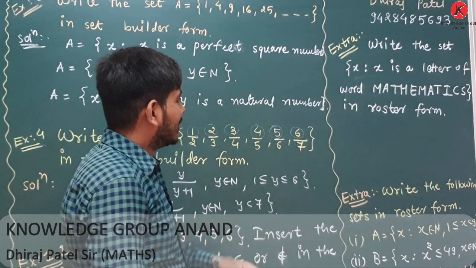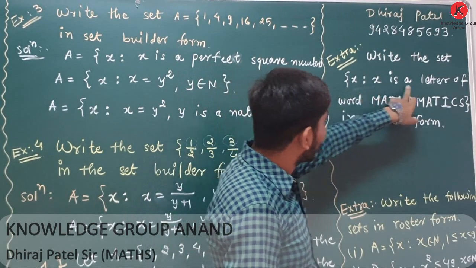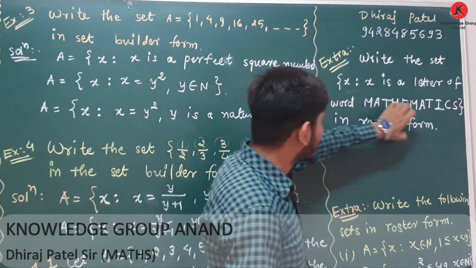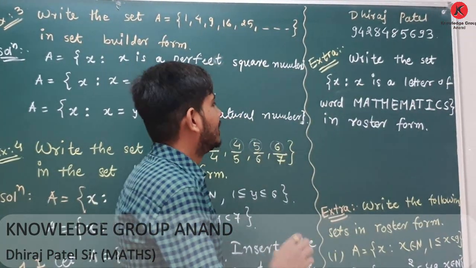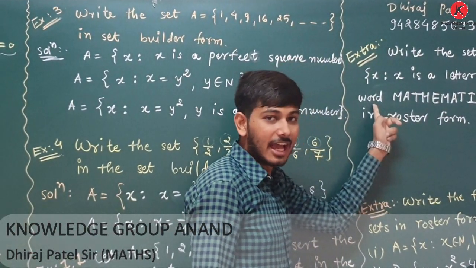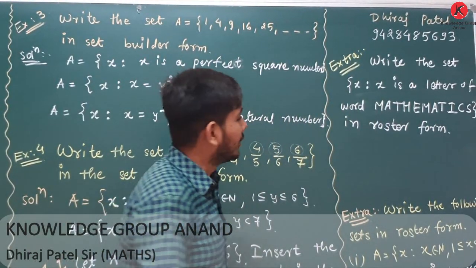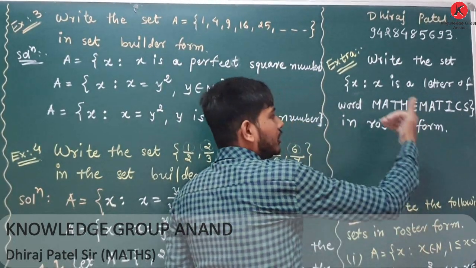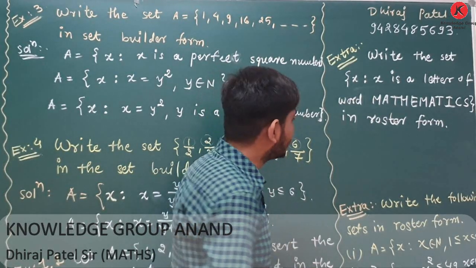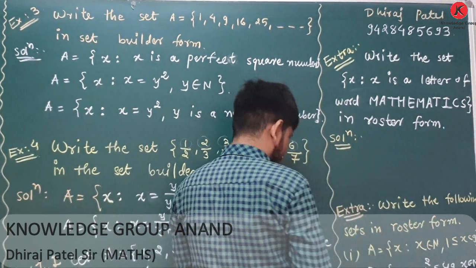Okay, write the set x such that x is a letter of the word mathematics in roster form. Write the set x such that x is a letter of the word. What is x? x is a letter of the word mathematics. Now see here, if the word is given and you have to write the letters of that word in set form or roster form, then you have to take care about this.